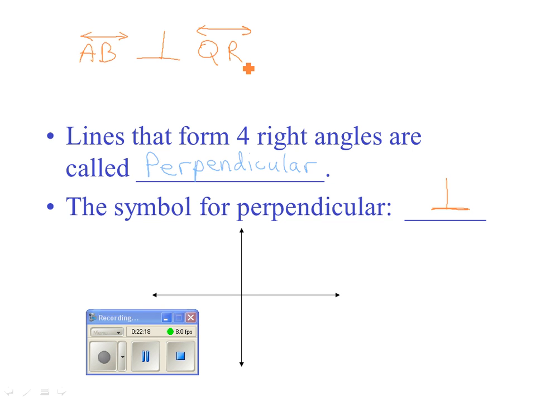Somebody read that to me. Line AB is perpendicular to line QR. This is what you're going to see a lot this year. What you need to be able to do is draw line AB, draw line QR, draw the picture that they're explaining by the information they give you, and know that all four of those angles are right angles. Don't forget that the box in the corner tells you a right angle.